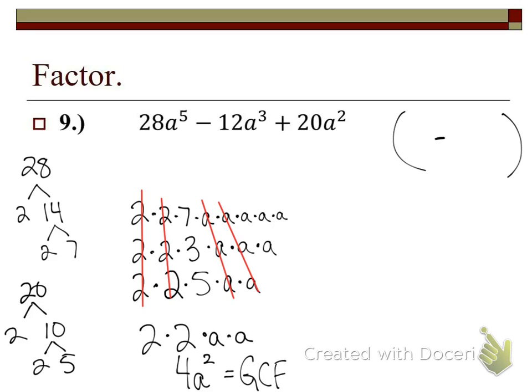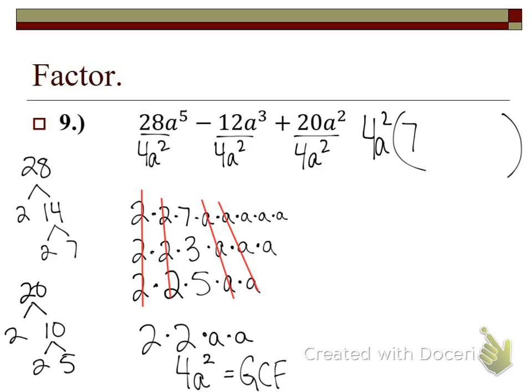Okay, so I'm going to divide each of these terms by my GCF. Where else does the GCF get written? Outside my parentheses. So outside here, I'll have 4a squared. Okay, 28 divided by 4. Careful. If you look on your GCF list, it kind of helps you out because 7. That's what we didn't use up. So 28 divided by 4 is that leftover 7.